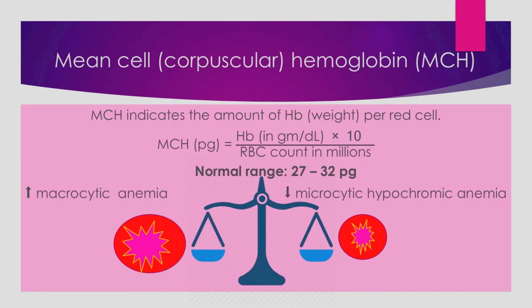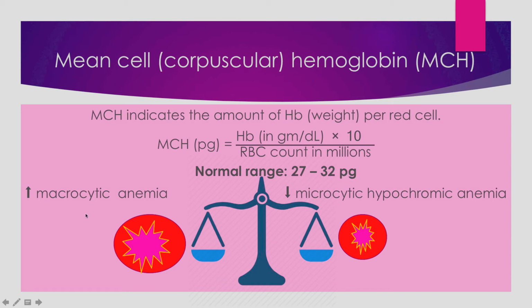Next is mean cell hemoglobin, or mean corpuscular hemoglobin, MCH. Now we weigh the RBCs. RBCs are filled with lots of hemoglobin, so actually we are weighing the hemoglobin, the weight of hemoglobin in one red cell. MCH is calculated by hemoglobin multiplied by 10 divided by RBC count in millions. The normal range is 27 to 32 picograms.